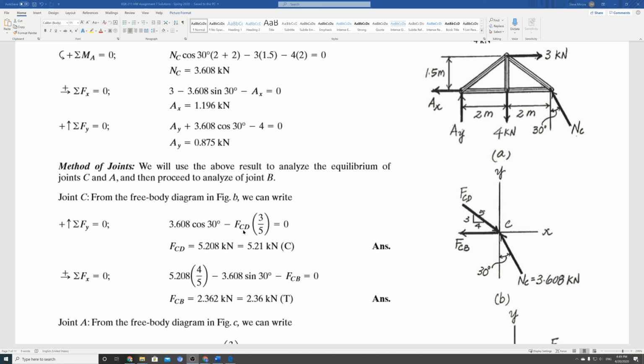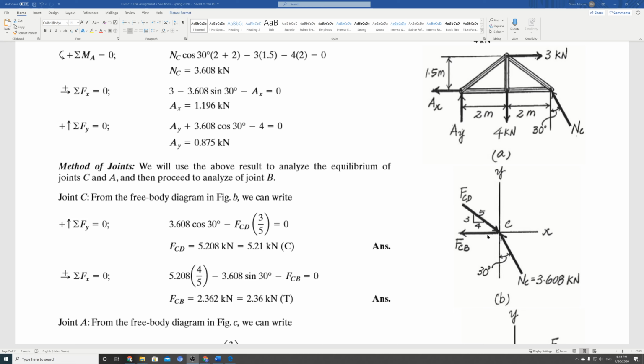So it's negative, and it's negative because it's the y component, and it's going down. We have to pay attention to the directions in terms of our x and y axis to determine that. So it's going down. It'll be minus FCD, which is this force, and here's our 3, 4, 5 triangle. These are 3, 4, 5 triangles. So you just solve for this one, and you'll get 5.28 kilonewtons, and it's under compression.